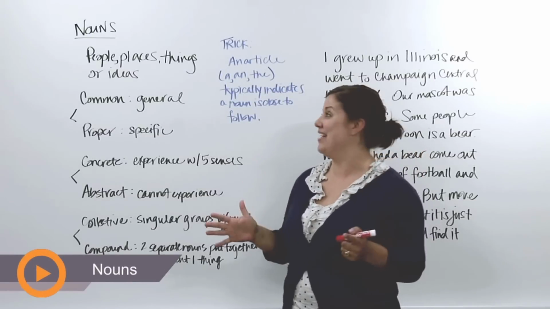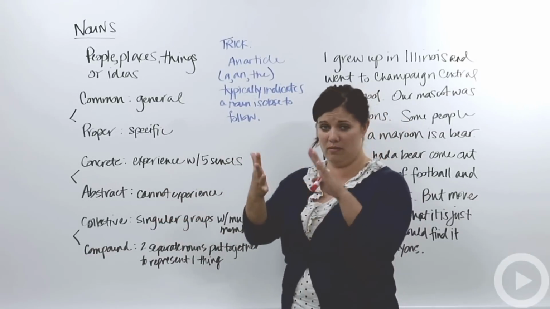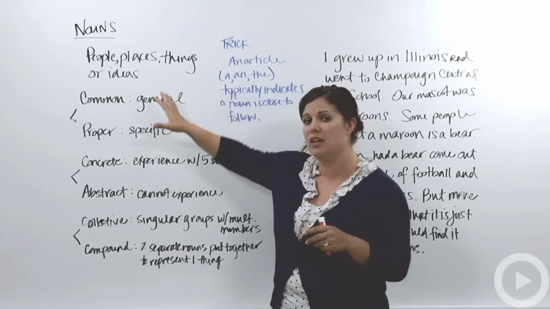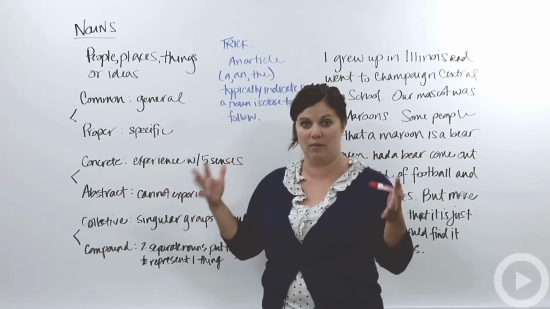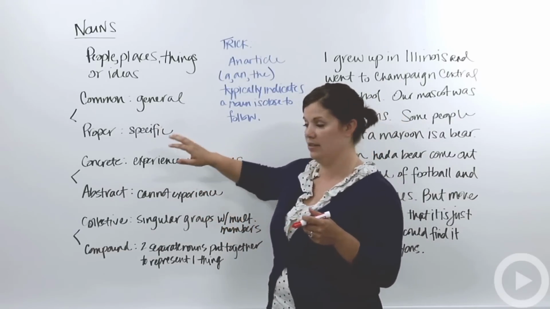Let's talk about nouns. So nouns on the surface are pretty simple. We think people, places, things, and I always get tripped up on the ideas, so make sure you include those. But I want to talk about some of the different types of nouns so that you're more aware and able to identify them. So the first pretty basic ones are common nouns and proper nouns.